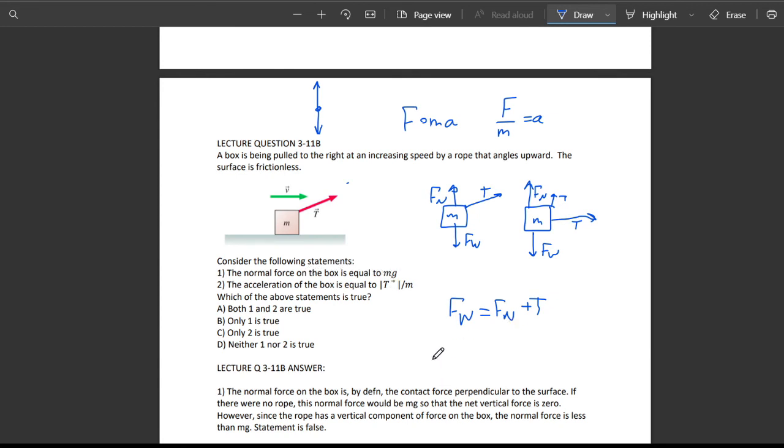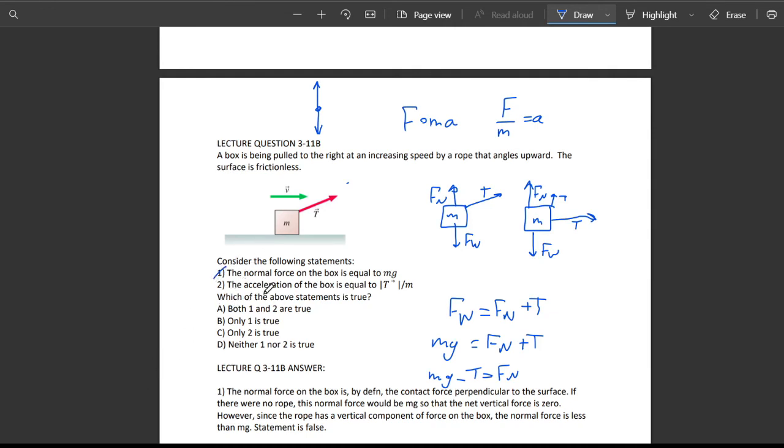Well, let's extrapolate this further. F sub W, the weight force, is m times g, mass times the gravitational acceleration. And if the normal force plus tension is equal to mg, that means that the normal force is not equal to mg, but it is instead equal to mg minus T. So that's what the normal force is equal to. So statement 1 is false.